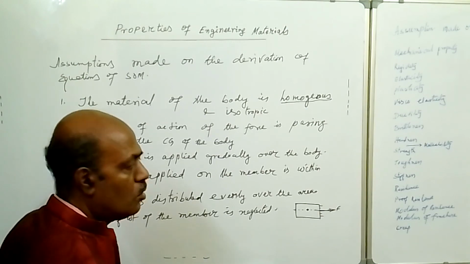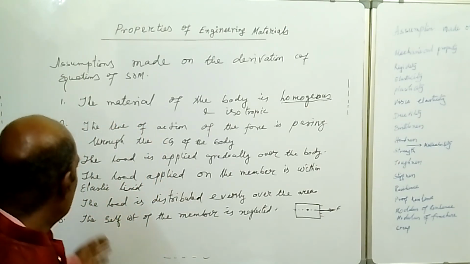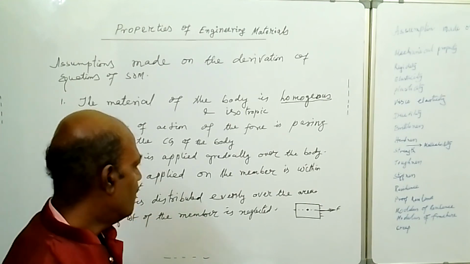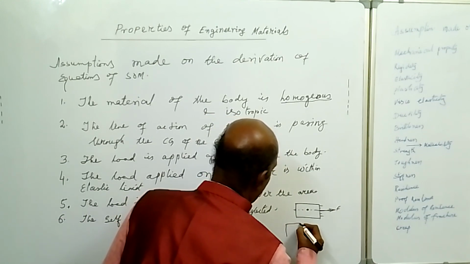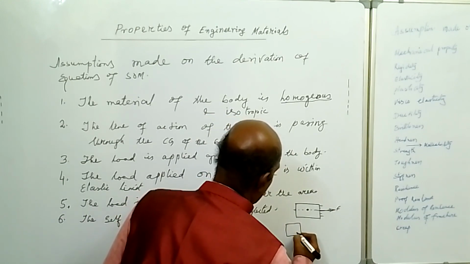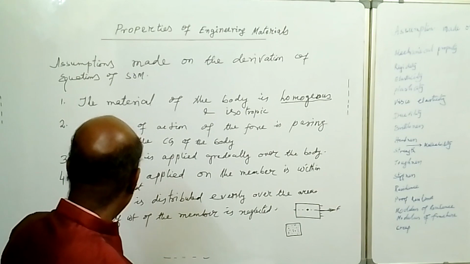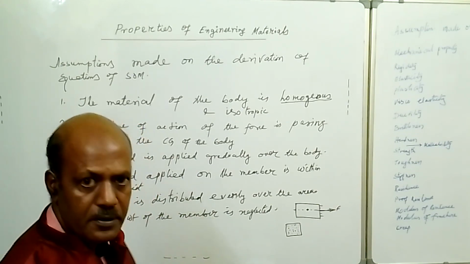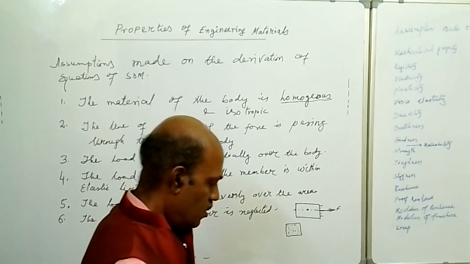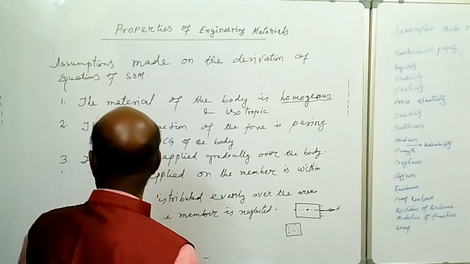Next, the load applied on the member is within the elastic limit. Okay, so the load will not exceed the elastic limit value, and the load is distributed evenly over the whole surface. Say over this surface, if load F is applied, it is distributed evenly over the whole area. So that is the meaning. And next, the self weight of the member is neglected. Now we will move to the properties.